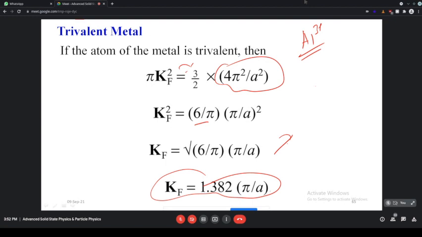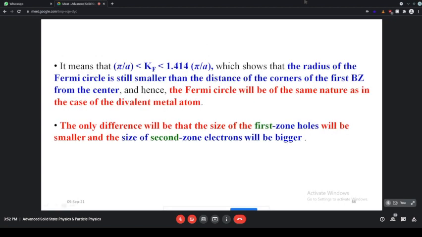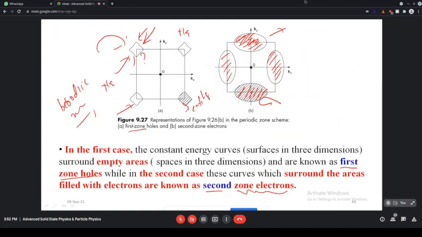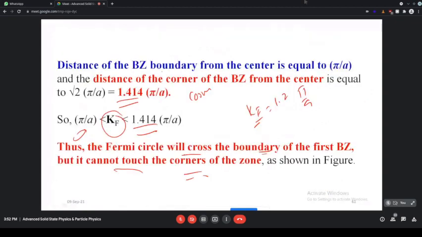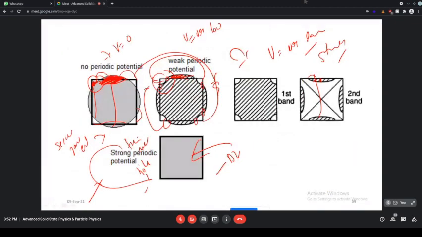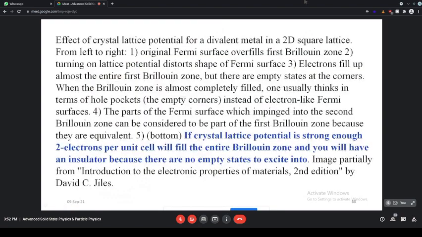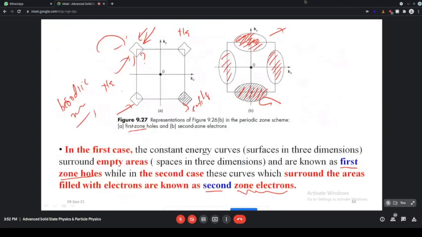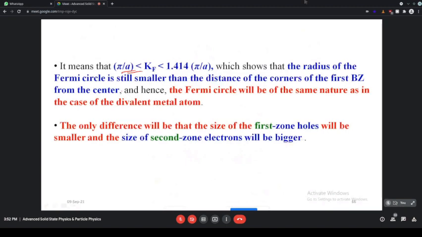Even if there are 3 electrons present, the Fermi surface will still look the same, but with a little larger area. Let us draw here. There will still be empty space, and we can draw a little larger circle that will not cross the corner of the zone.